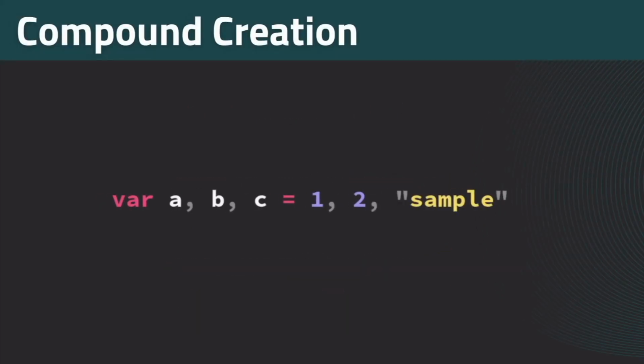We can also create multiple variables at the same time. So here we're creating variables a, b, and c, and they're separated by commas. We have our assignment equal sign, and then we're assigning these to 1, 2, and the string sample. So a will be a 1, b will be a 2, and c will have the string sample. This way of creating variables makes it really simple to assign multiple different data types to multiple variables.